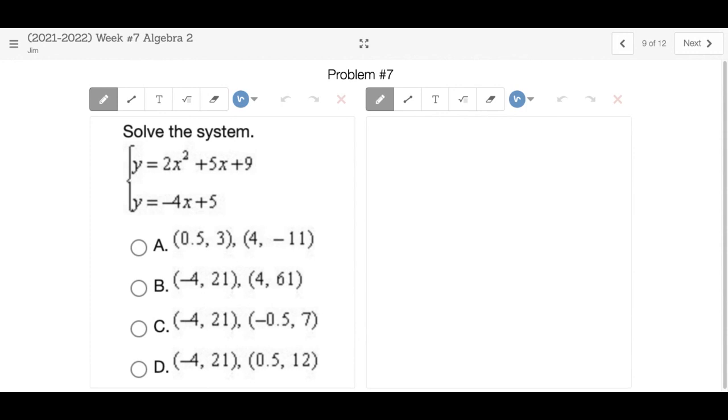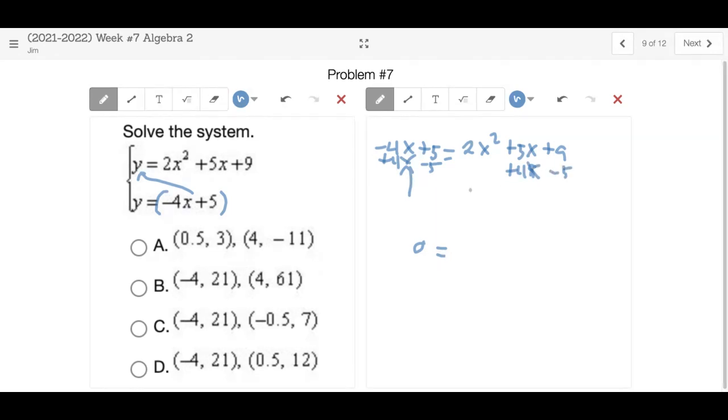Okay. So if I'm going to use substitution, I know that negative 4x plus 5 is equal to y, so I'm going to plug that in for y. So I end up with negative 4x plus 5 is equal to 2x squared plus 5x plus 9. I know I have to have one side equal to 0, so I'm going to add 4x and subtract 5. So I'm left with 0 is equal to 2x squared plus 9x plus 4. Okay, now what do we have as a problem here?